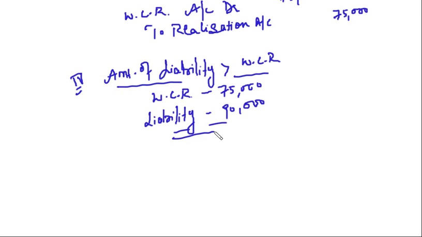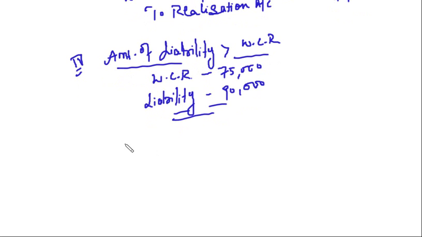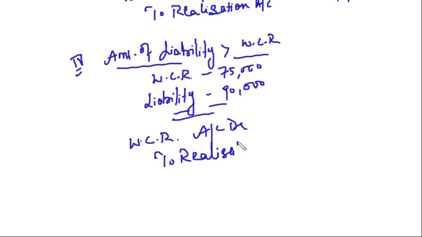The journal entry will be whatever reserve we are having. We have to basically close down first the reserves. That is what all the items that are appearing in the balance sheet to realization account. Now what will be the amount? 75,000 or 90,000? This amount will be 75,000 because we have to close the reserves first. And while closing, the amount of reserve we have is 75,000 only.